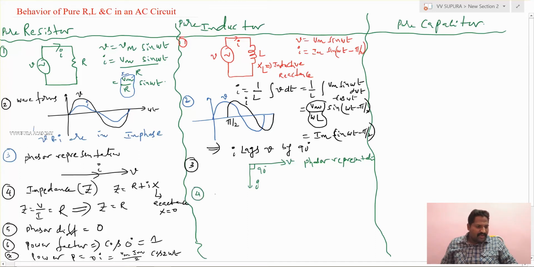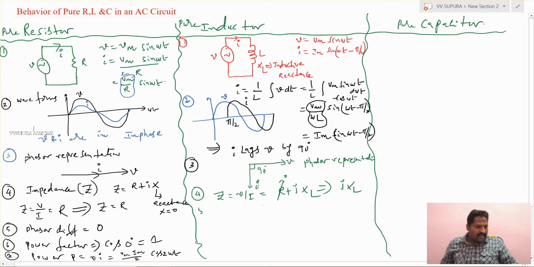Coming to the fourth point, impedance. Impedance Z is equal to V by I, which I can write as R plus J XL. Next, phi is equal to tan inverse of XL by R. So that is the phase difference. So how can we get 90 degrees? If it is a pure inductor, R will be 0. Then it will be JXL only.